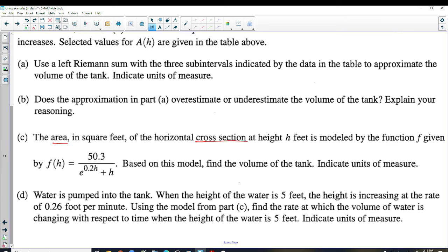Oh, water is pumped in the tank and stuff? I forgot that. Okay, so we got H equals 5. Well, let me ask you this. And dh dt is 0.26.